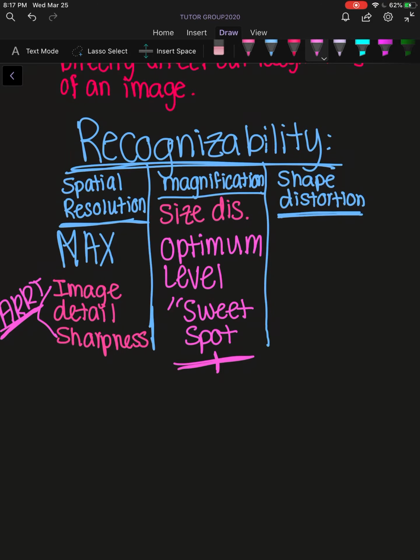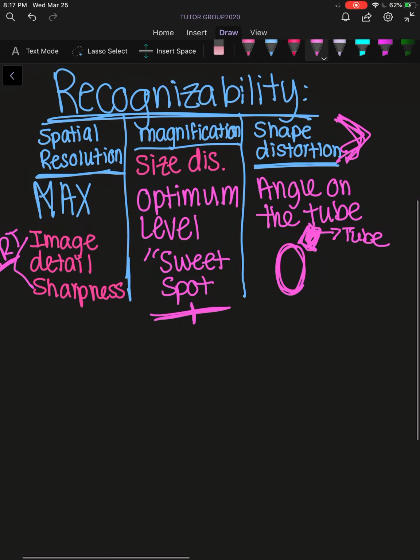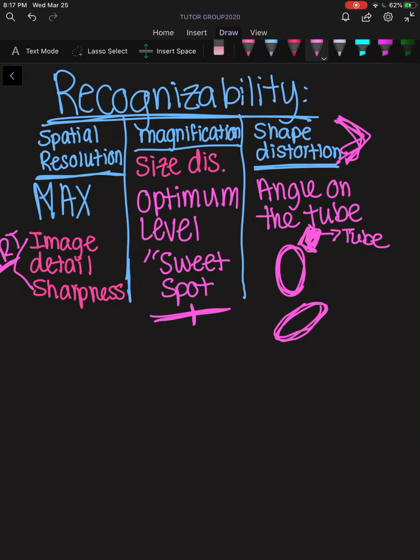Now, shape distortion. Think of it like this. Anytime you have an angle on the beam or tube, you're going to have shape distortion. And that is where it directly affects the shape. Say you have a ball and you have the tube. We're going to put an angle on the tube and say it's coming from over here. This is our tube. Whenever you do that, that image is going to come out a different shape. And that's how you could think of shape distortion. Shape distortion affects the shape.